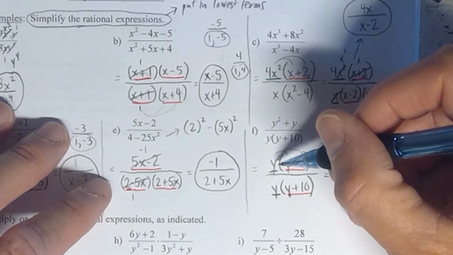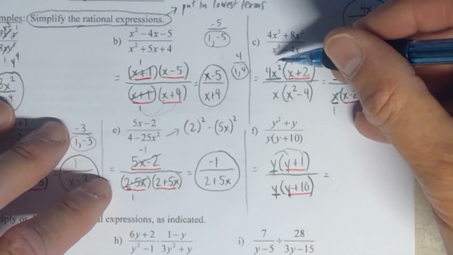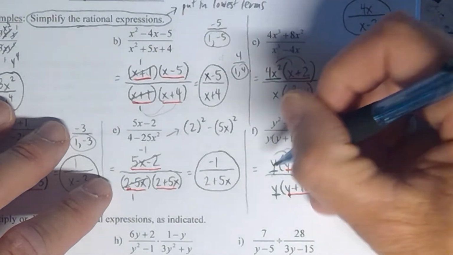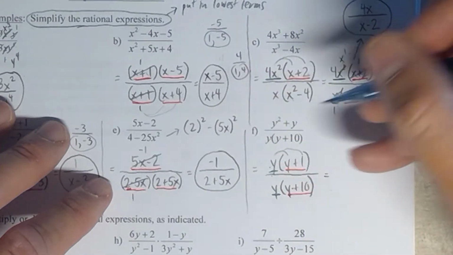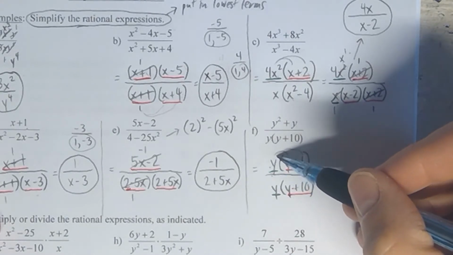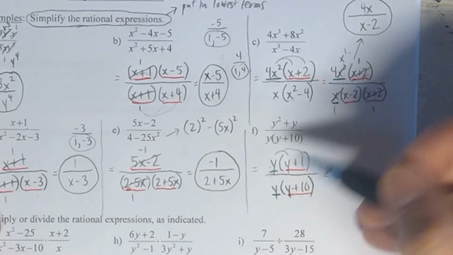Okay. Now, again, just like in problem C up here, when you have a couple of green ones, one on top, one on the bottom, you're allowed to cancel those if it's possible. Just a reminder here, you guys, when you cancel, if the y and the y are the same exponent, y to the first and y to the first, you don't have to subtract.